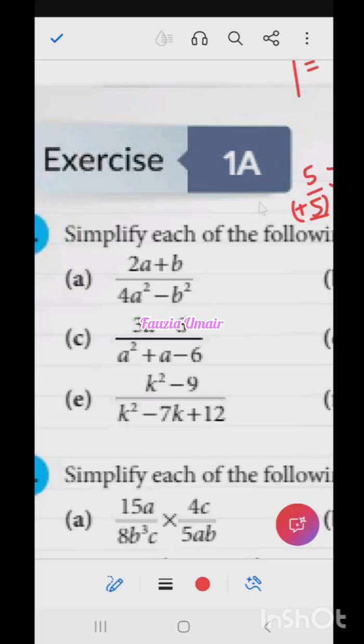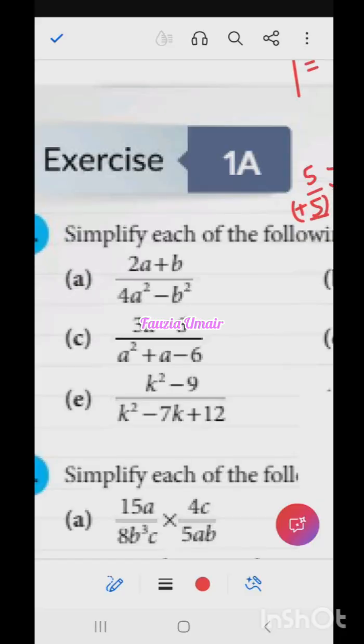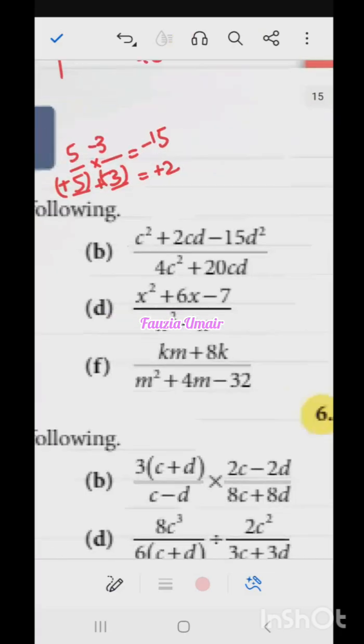What about the E part? Who can tell me what to do in the numerator of the E part? In the numerator, we will use a square minus b square. This is A square minus B square. And what to do in the denominator? Middle term break. Very good. So identifying the correct method is very important. Now let's move on to the next, D part.